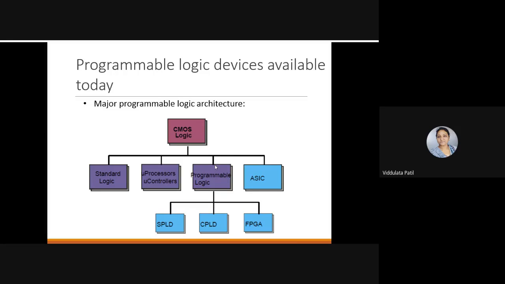So here this programmable logic is our main focus, and at the same time we are going to see about this CMOS logic, as it is categorized into another type, that is ASIC, that means application specific IC. So depending on our application, we can form certain ICs, so that is an application specific IC.